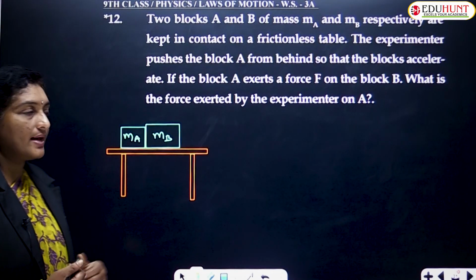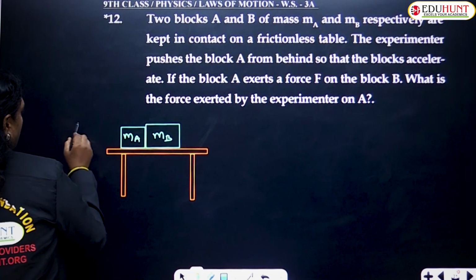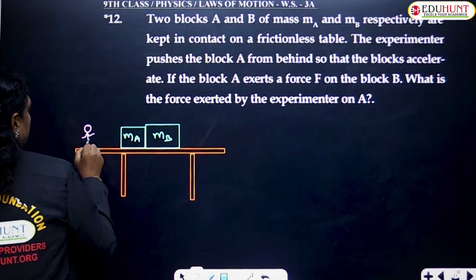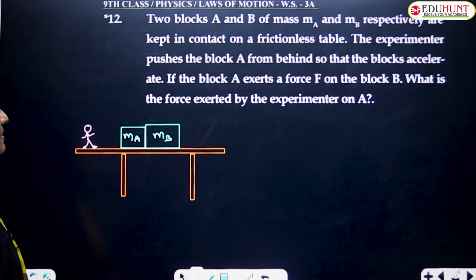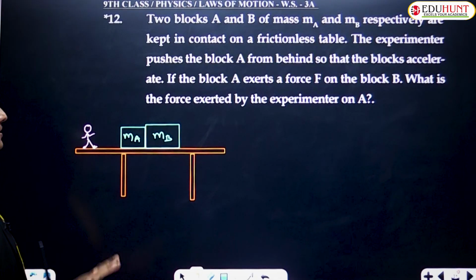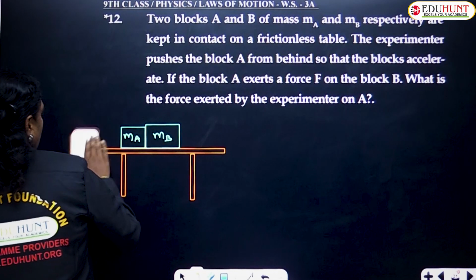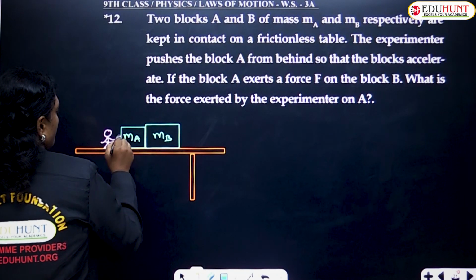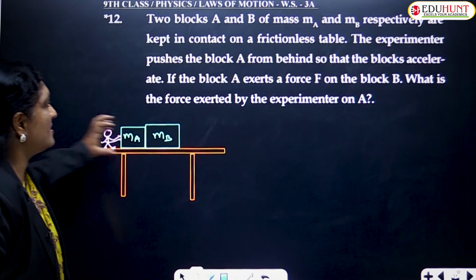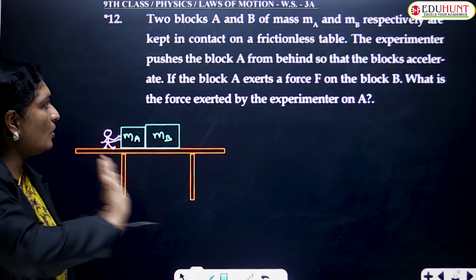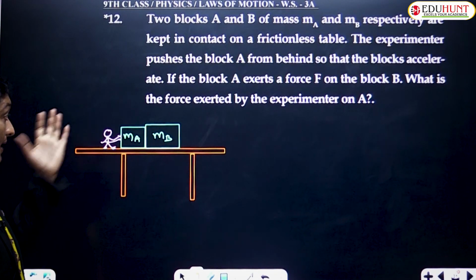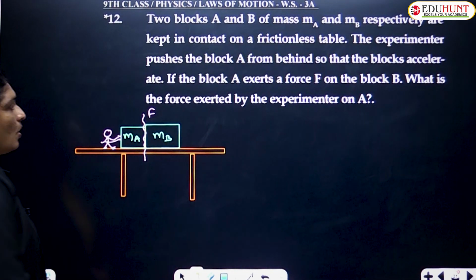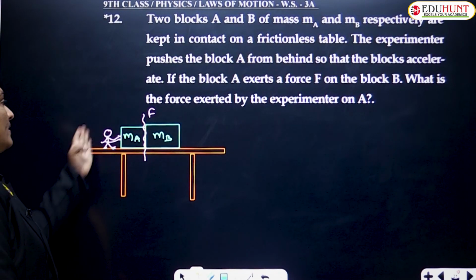Where is the experimenter? So there is an experimenter. What is he doing? The experimenter pushes the block A from behind so that both blocks accelerate. So this person is trying to push this block. The experimenter pushes the block A from behind so that both blocks accelerate. If the block A exerts a force F on the block B, this is the block A which exerts a force F on block B, what is the force exerted by the experimenter on A?